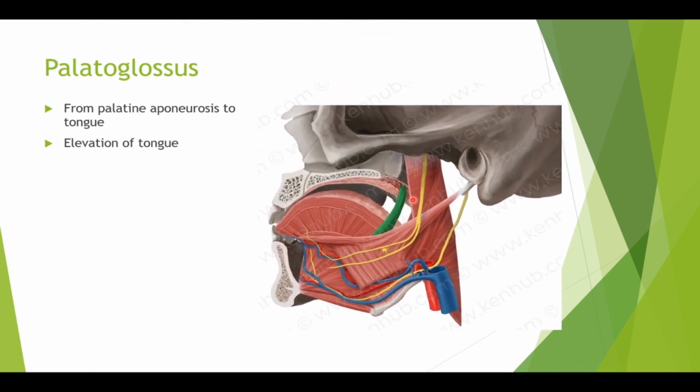Now there is a palatoglossus. It is a muscle of the soft palate. It arises from the palatine aponeurosis and goes to the tongue. Here you can see this is the palatoglossus muscle. It causes elevation of the tongue because it is coming from above and going downwards. So it causes elevation of the tongue.